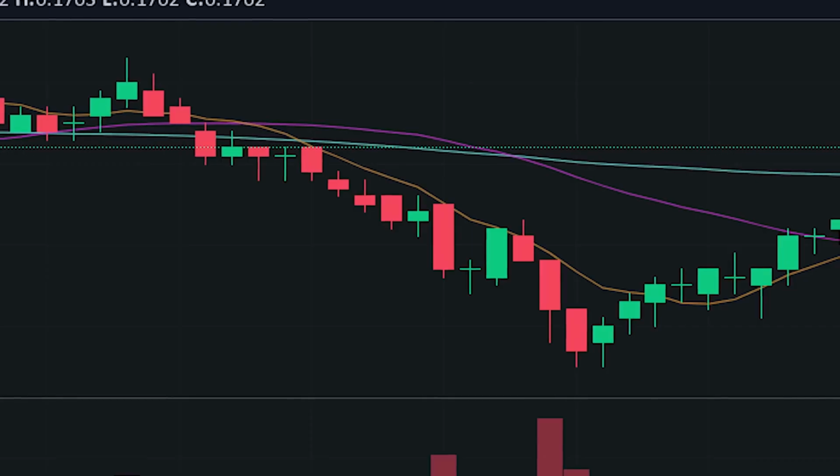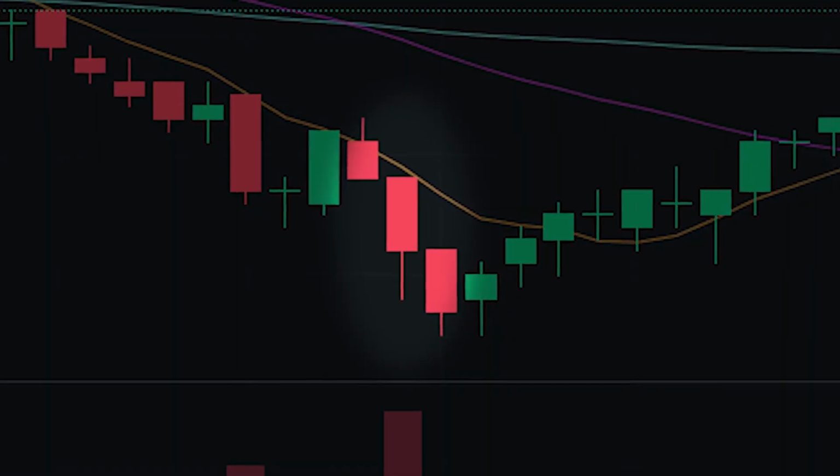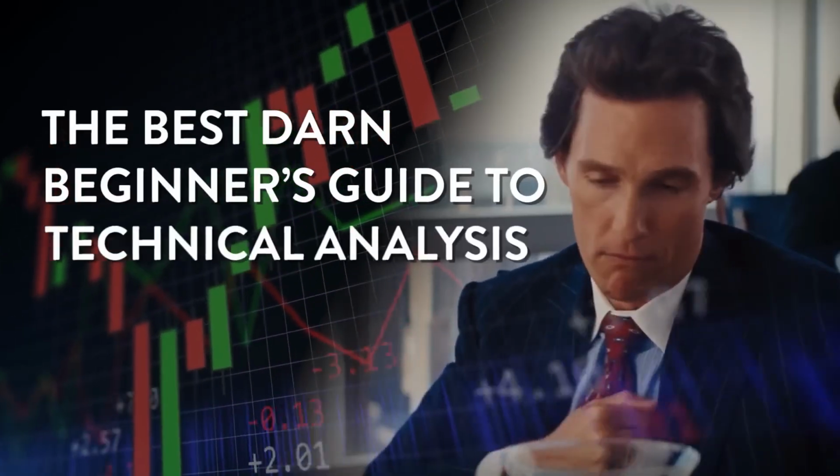Understanding technical analysis can mean the difference between buying here and buying here. And that's why I've decided to create the best darn beginner's guide to technical analysis on the internet. Starting with some very important terminology.